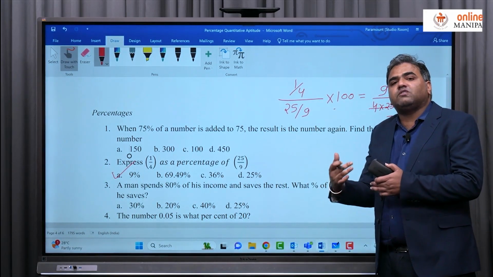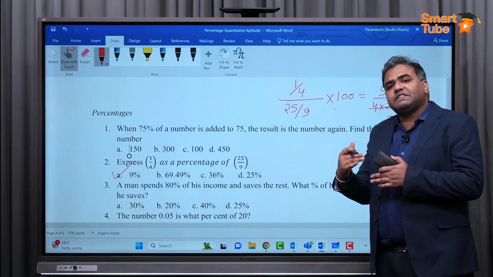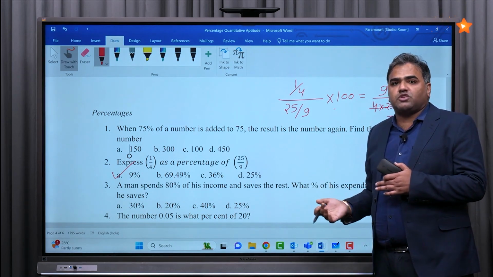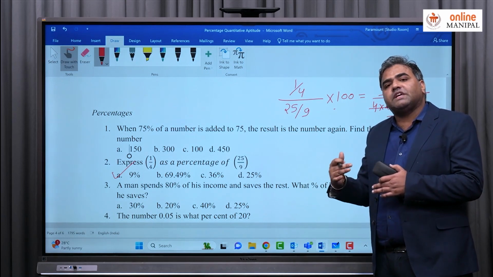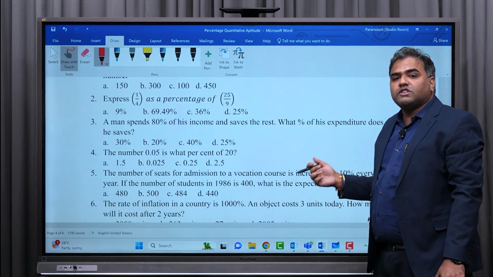You are just expressing one variable in terms of another variable. So when you express A in terms of B, it would be A by B, in terms of ratio. Here we are discussing everything in terms of percentage. Because we are expressing everything in terms of percentage, you are multiplying with 100. So what is question number 3?